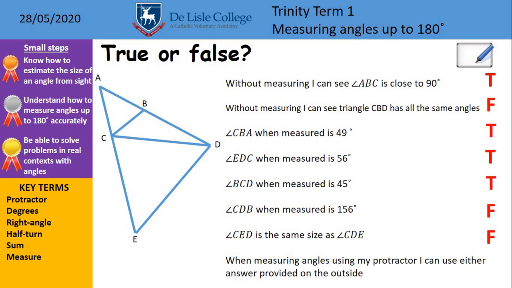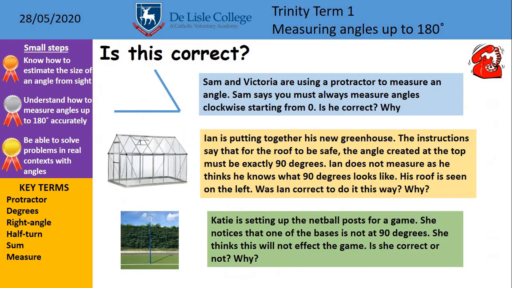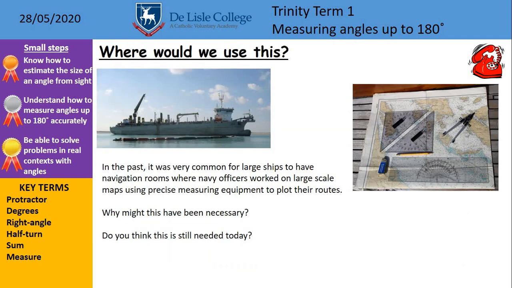When measuring angles using my protractor, I can use either answer provided on the outside. Absolutely false. Don't ever do that. That's the whole point of this lesson. Make sure you know if you're using the inside or the outside numbers. Now, there are a few little bonus questions on here for those that really want to be pushed, so have a look at these to see if you think these are correct. Pause the video appropriately. There's a little bit more of some real-world examples with navigation and boat systems.